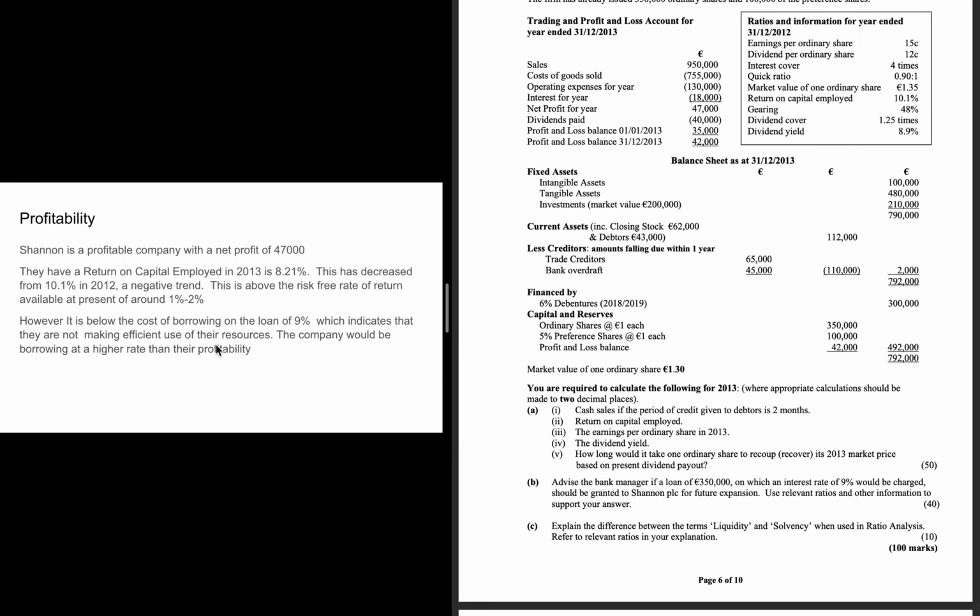So they're not making the most efficient use of their resources. And I want to refer to the fact that they're borrowing money at a higher rate. The company will be borrowing at a higher rate than their profitability. That should get us the marks.